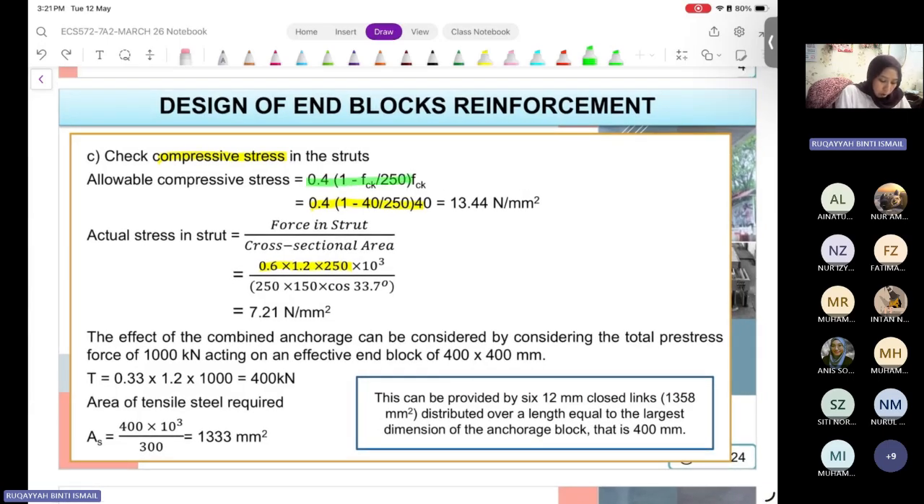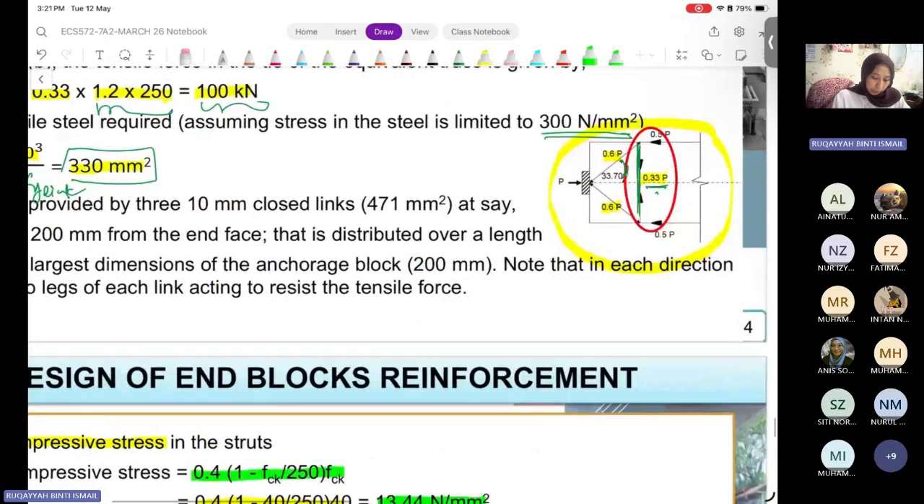0.4 multiplied with 1 minus fck divided by 250, multiplied with fck. It's quite straightforward because you know fck is 40. Putting into the equation, you get the allowable compressive stress of 13.44. So this is the resistance, what compressive stress the beam can resist. The actual stress in the strut applied really depends on the force in the strut.